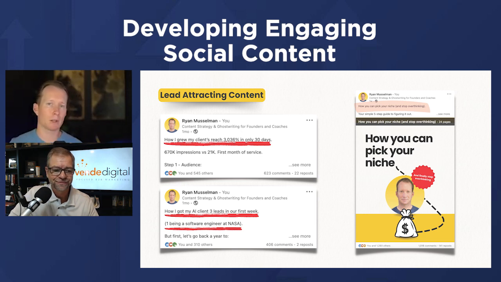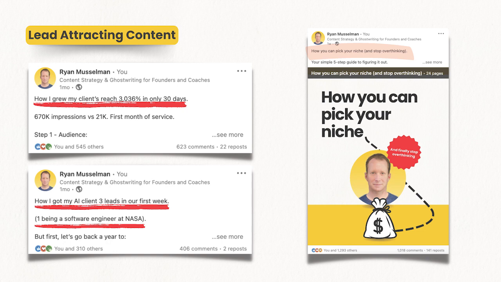The other type of content that does great on LinkedIn is this lead attracting content. There's a couple of themes here, namely 2 that you'll see. Each post starts with a how, but not a how-to, right? So people have to think how to do something. You can Google how-tos or use ChatGPT for how-tos, but people want to see more engaged experiential content of you doing something. So how I grew my clients' reach 3,000% in only 30 days.